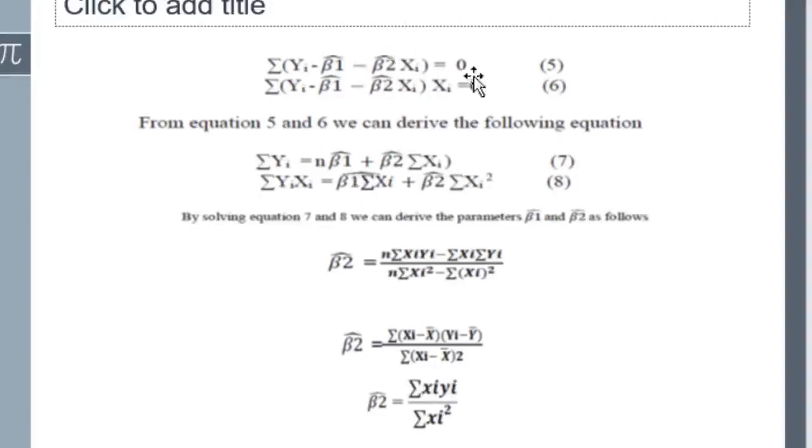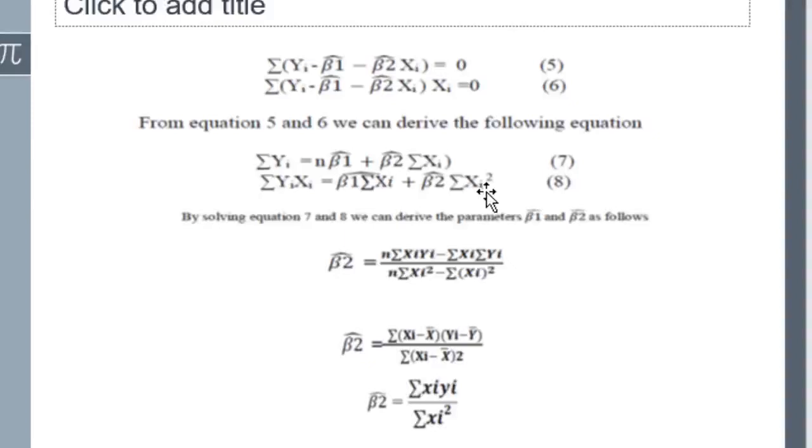After that, we can derive two equations, equations 5 and 6. The equations are sigma yi equal to n beta 1 cap plus beta 2 cap sigma xi, and sigma yi xi equal to beta 1 cap sigma xi plus beta 2 cap sigma xi squared. That is, from the above equations 5 and 6, we can derive two equations.